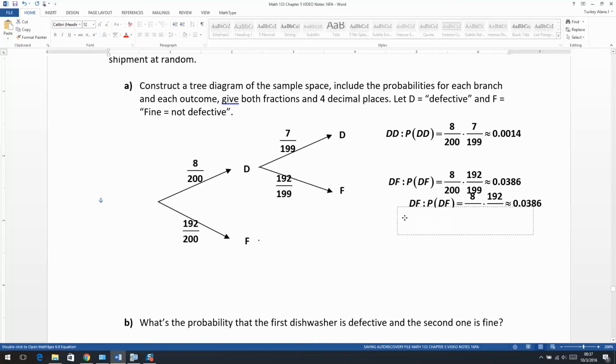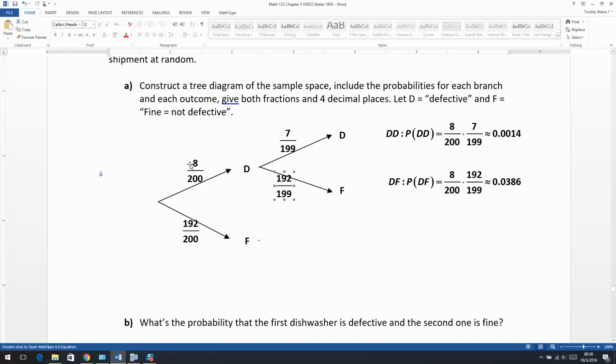So you could have 192 out of 199 times 8 out of 200 for defective versus fine. Sorry, let me reverse that. So to go from defective to fine, you take 8 out of 200 because there were 8 defective ones out of the 200. Once you've pulled a defective one, then there's only 192 fine ones left. So that gives you 192 fine ones out of 199 left to draw. And when you multiply those, I just use my calculator, 8 times 192, 200 times 199, and I divided the numerator by the denominator, and I get 0.0386.